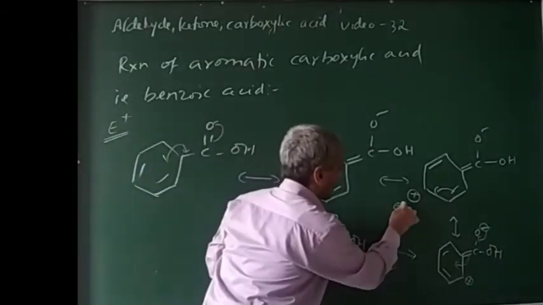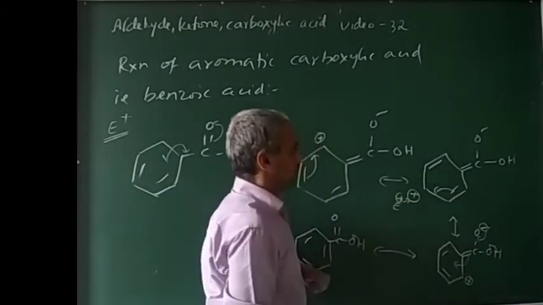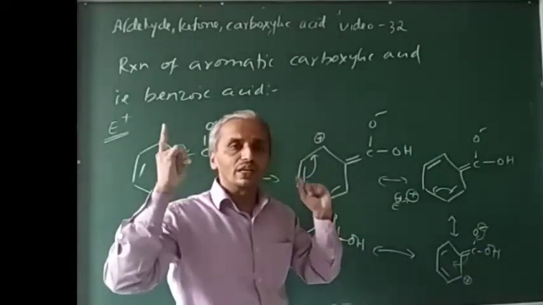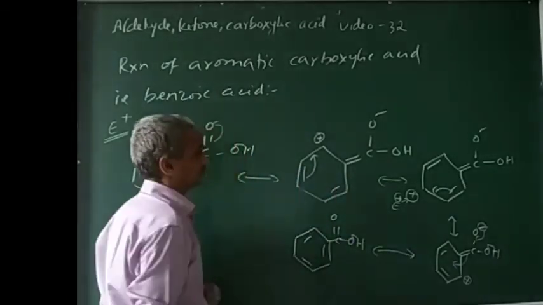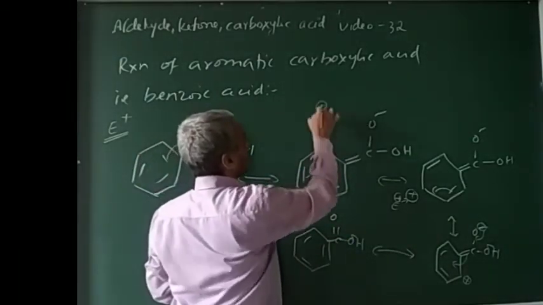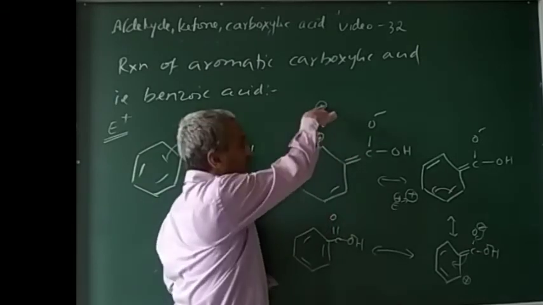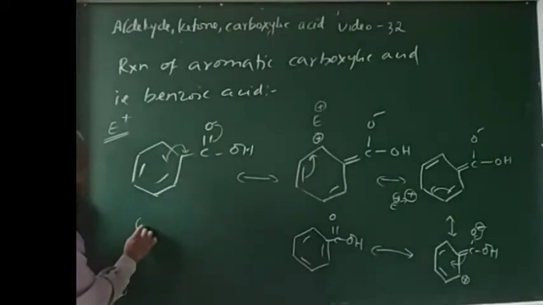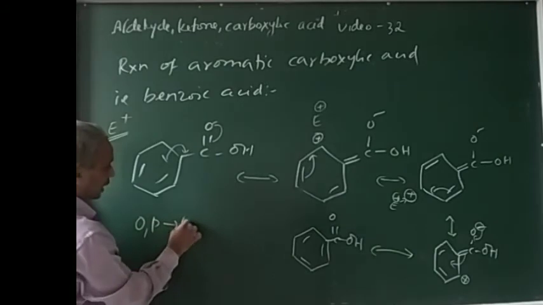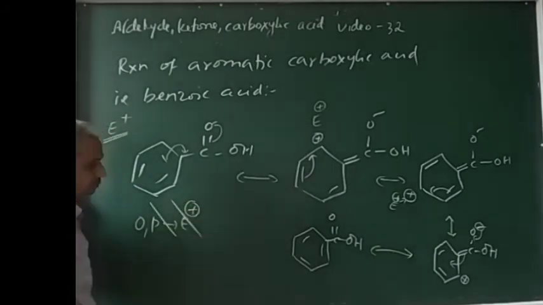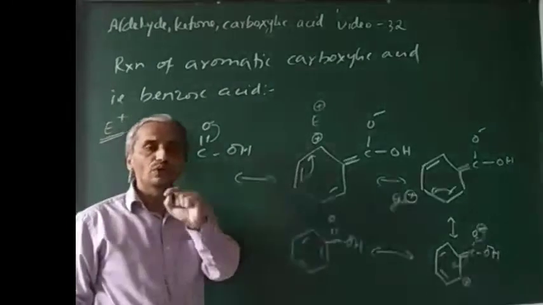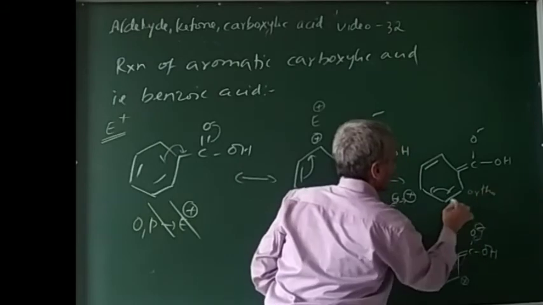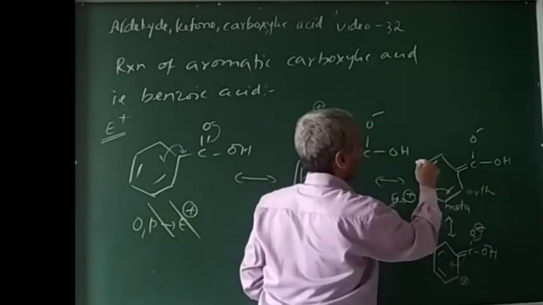Can the electrophile attack here? This is para position. Para position is already electron deficient. No. Can the electrophile attack the ortho position? Electrophile is electron deficient, ortho also electron deficient. No. So, ortho para position electrophilic substitution will not occur. Then what is the chance? Only the meta position. So, it is meta directing.